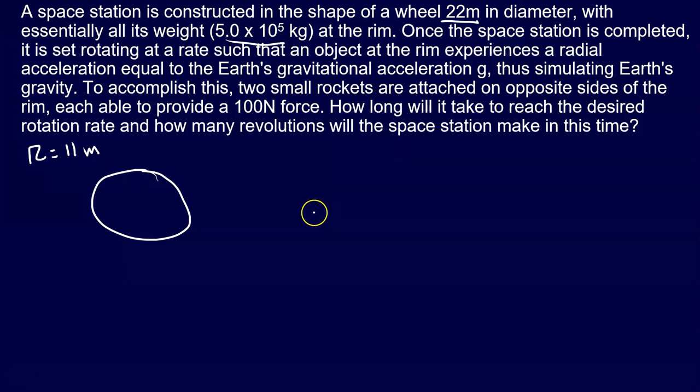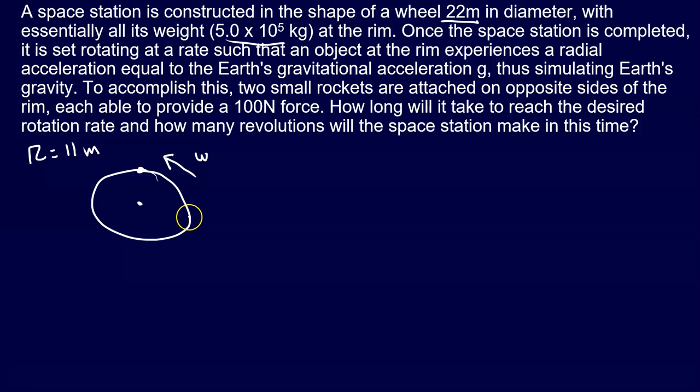Once the space station is completed, it's set rotating at a rate such that an object at the rim experiences a radial acceleration equal to Earth's gravitational acceleration g. So you may have seen this in sci-fi movies. It's this idea of a little space station that starts rotating. Let's say that it rotates this way. It's got some angular velocity omega, and it rotates such that somebody at the outer rim experiences a radial acceleration equal to g.